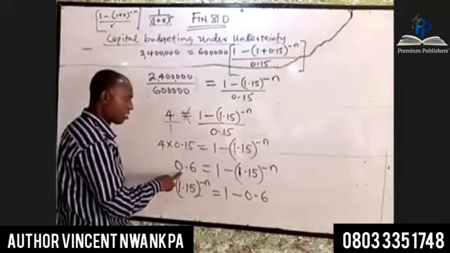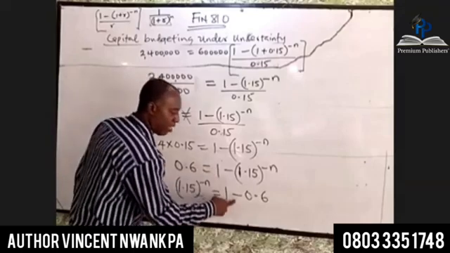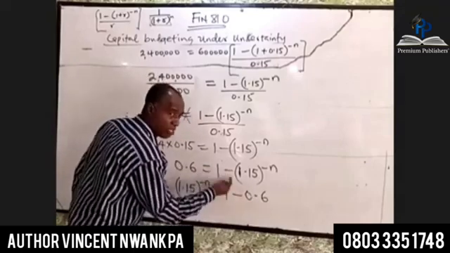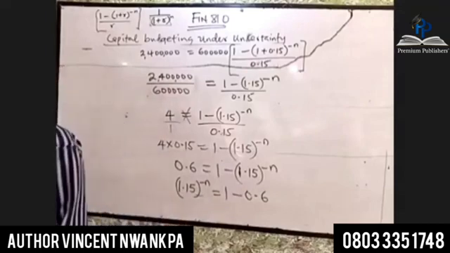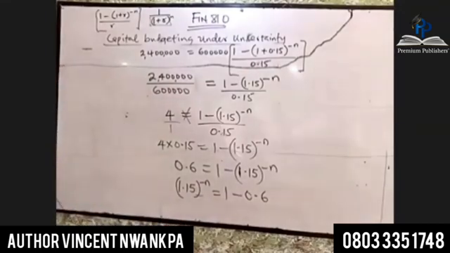So here's 0.6, have it? So 1 now minus 0.6. And this was minus; when you come to this side, it becomes plus. It's still simple inflation. Can we continue? Look at it very well.